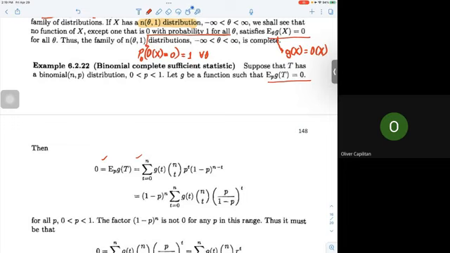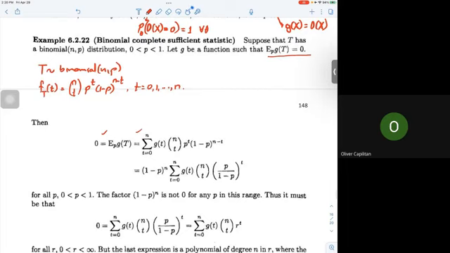What is T? T has a binomial n, p distribution, so its PMF, f of T at small t, is the combination of n taken t at a time, times the probability of success p raised to t, times 1 minus p raised to n minus t, for the value of t from 0, 1 up to n. This is by definition of expectation.